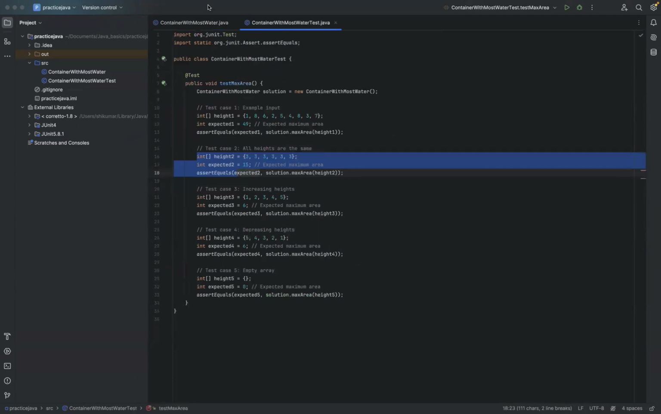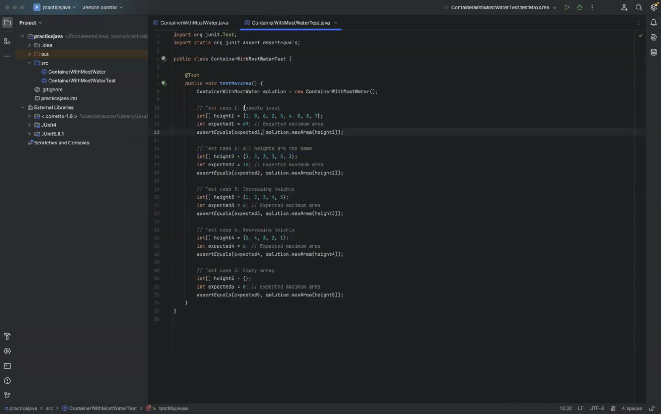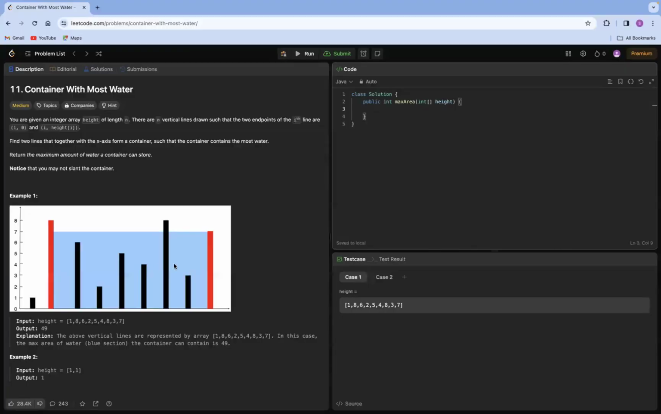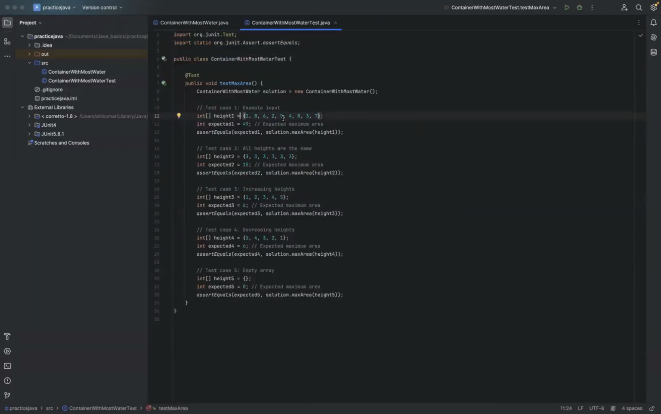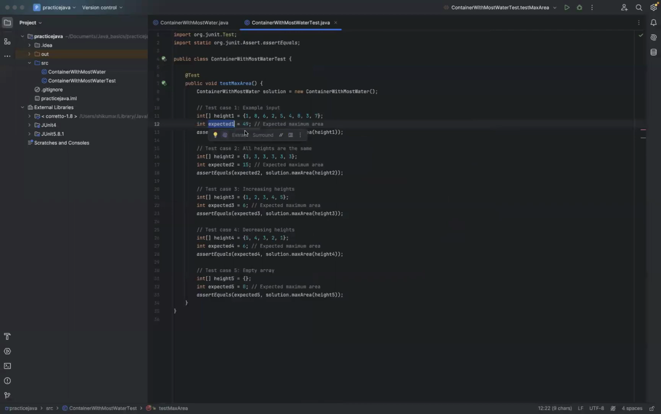Okay, so I think it will make more sense when you understand it with the unit test. So this is the input which we are passing, the same input which we have in the Leetcode: 1 8 6 2 5 4 8 3 7, and the expected is 49. We have seen the area between 8 and 7. We get 7 from here and 7 from here, and we multiply 7 by 7, which is 49. So that's what is expected, and we are just calling the solution max area by passing these heights.